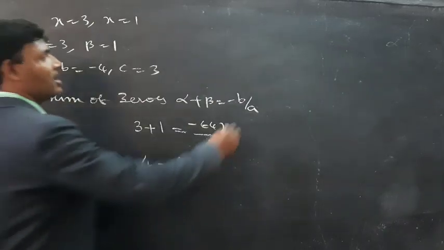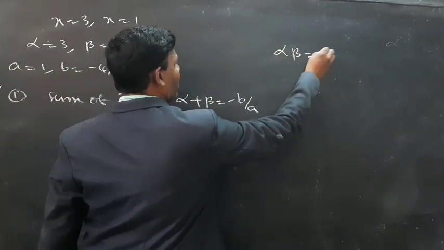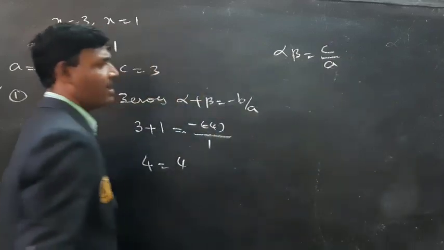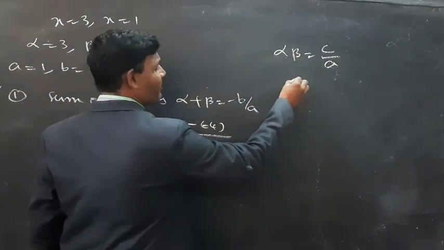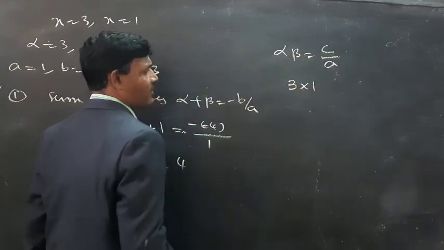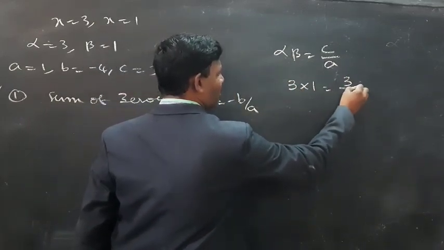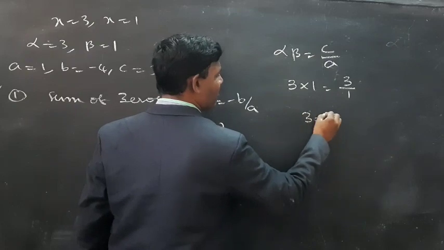What about the second relation? Alpha beta is equal to c by a. What is the value of alpha? 3, and beta is 1. So c by a is nothing but 3 by 1, and 3 ones are 3, which is equal to 3.